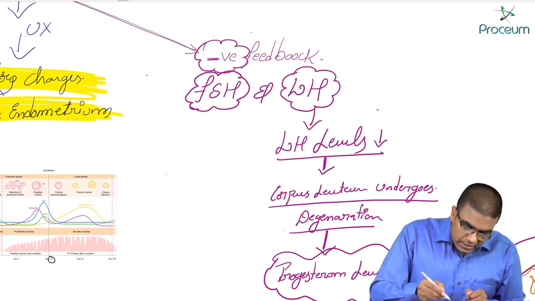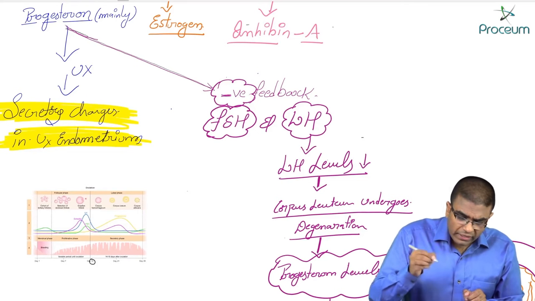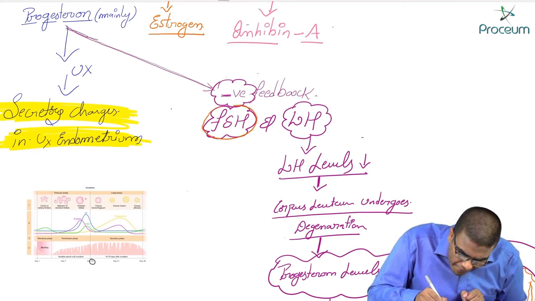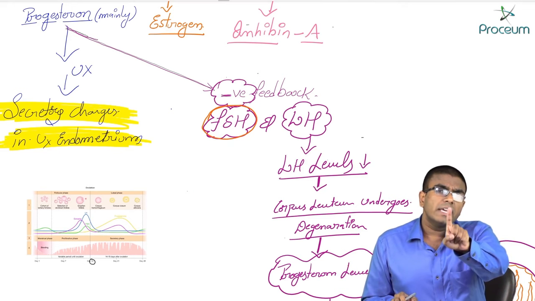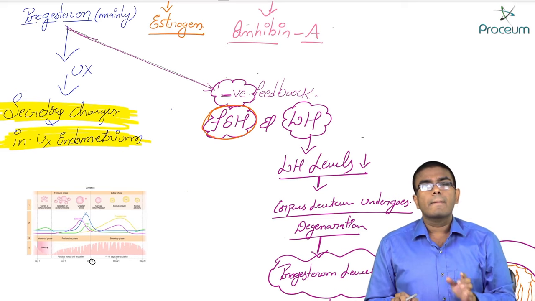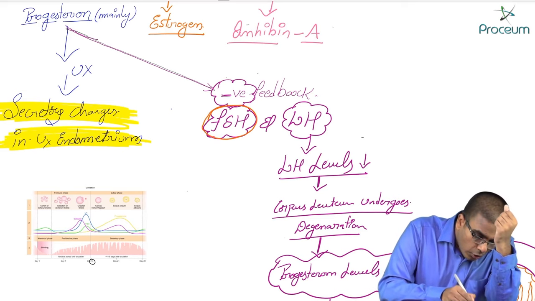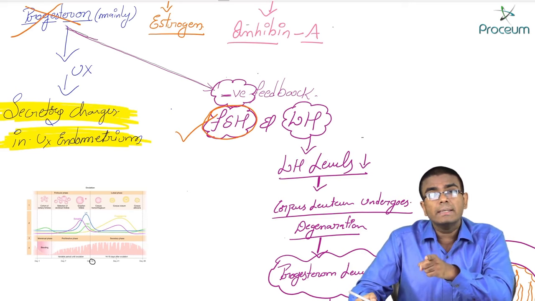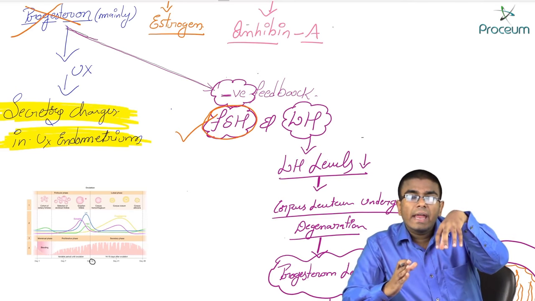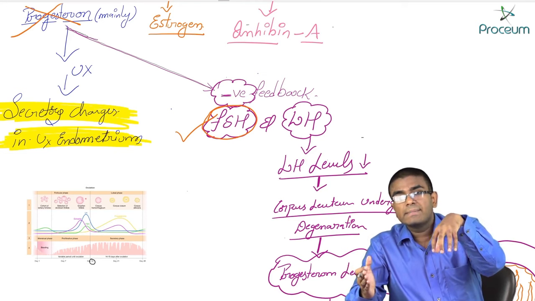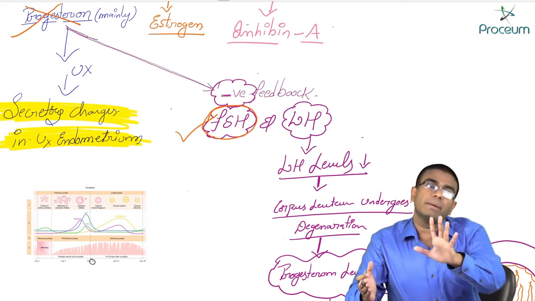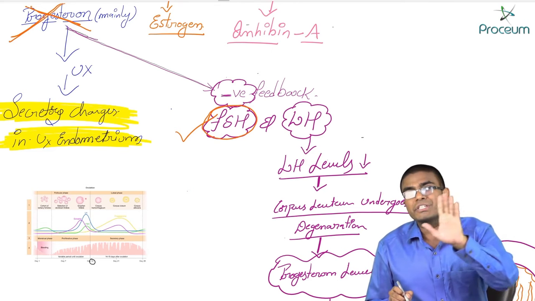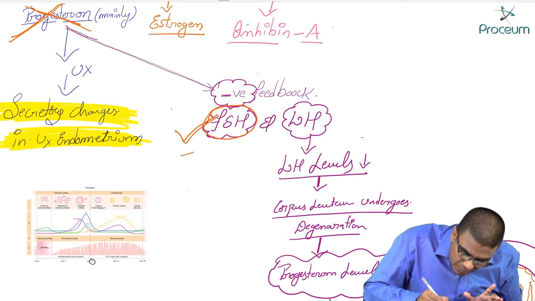Now, concentrate, this progesterone is not only giving negative feedback to LH, it is also giving negative feedback to FSH. If there is a progesterone, there is no FSH. It means, if there is no progesterone, FSH will again come into play. In the second half of the menstrual cycle, what's exactly happening? At the end of the second half, to be more precise, there is the degeneration of the corpus luteum. If there is a degeneration of corpus luteum, there is no progesterone. If there is no progesterone, what happens? Again, FSH production will be there.